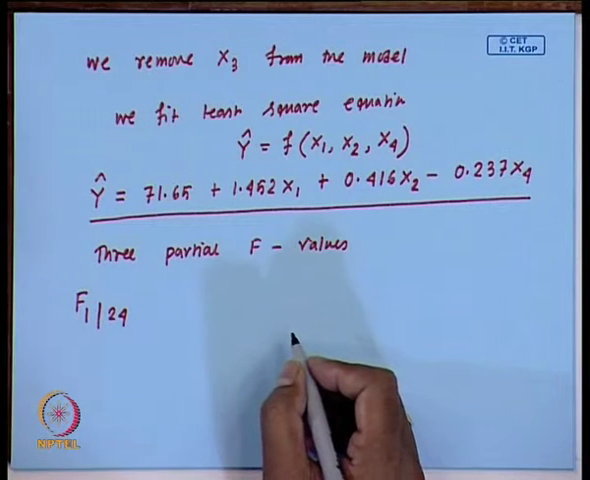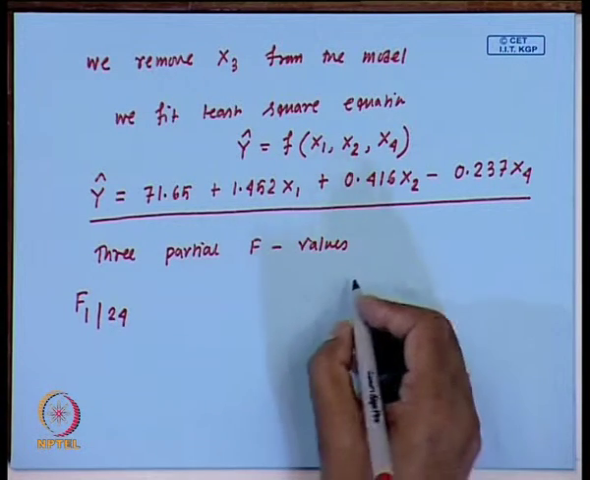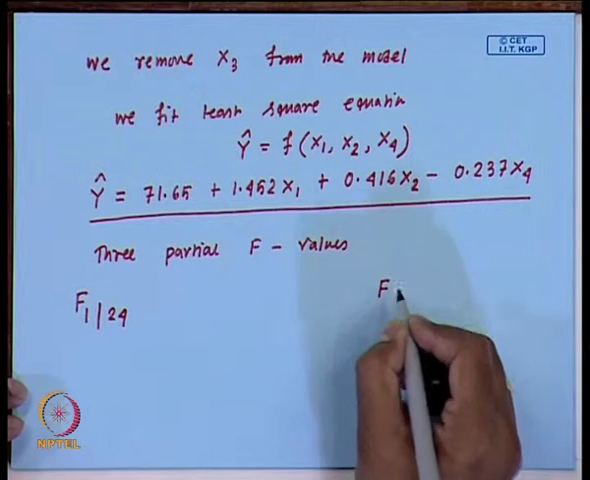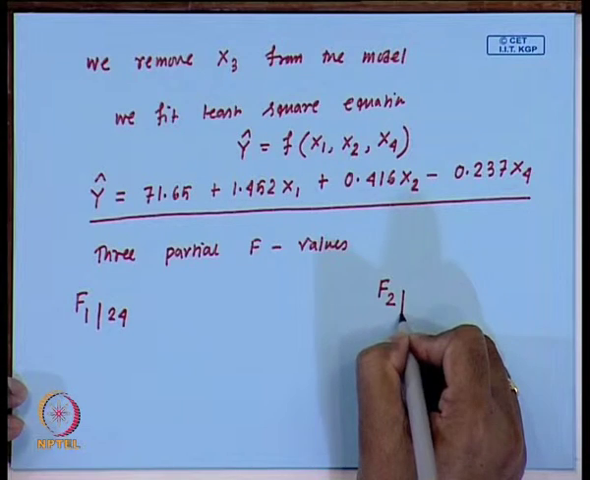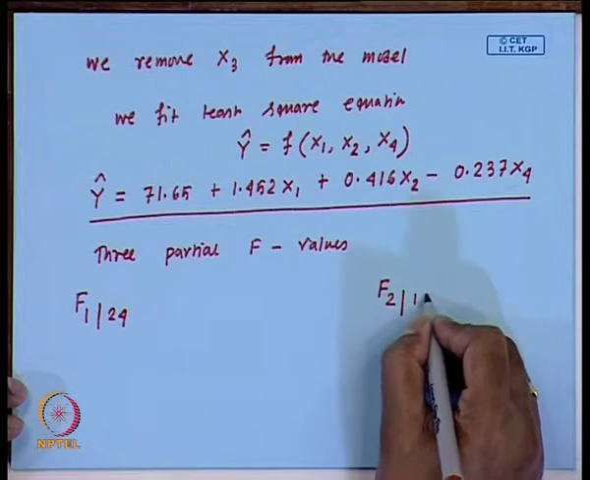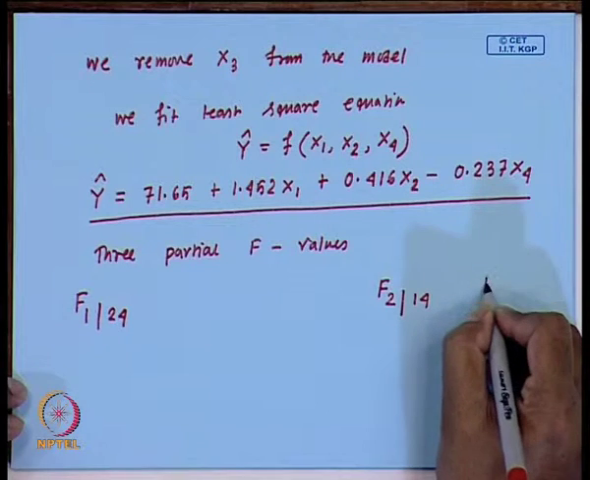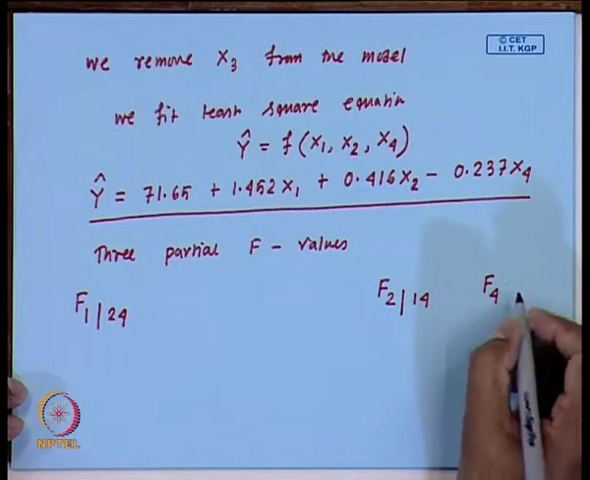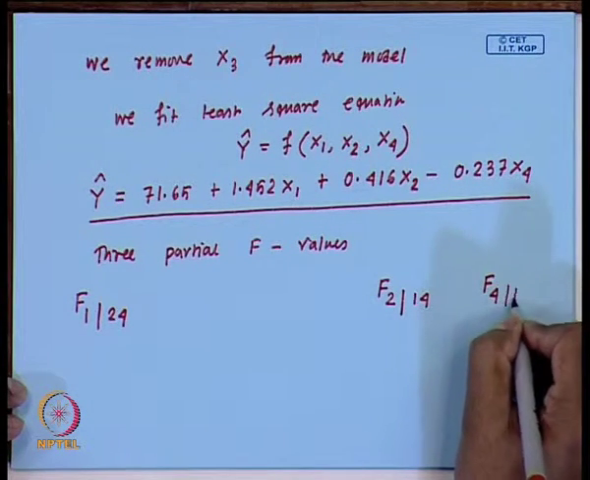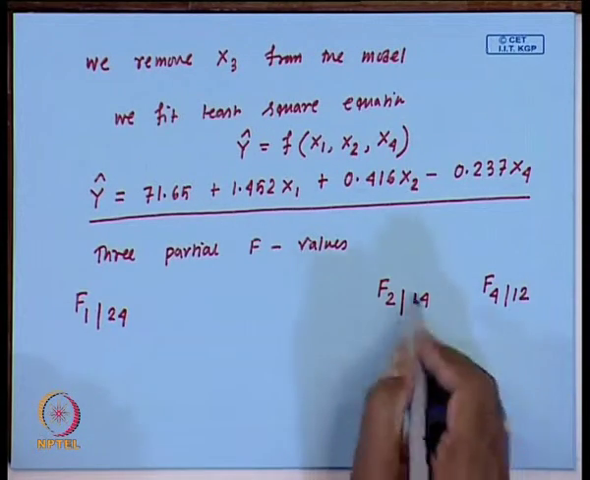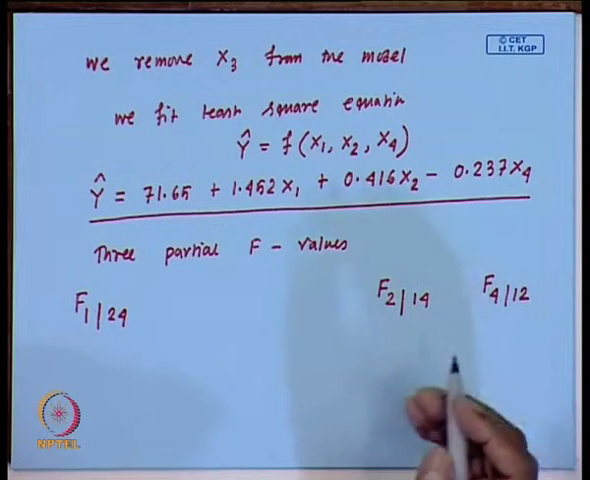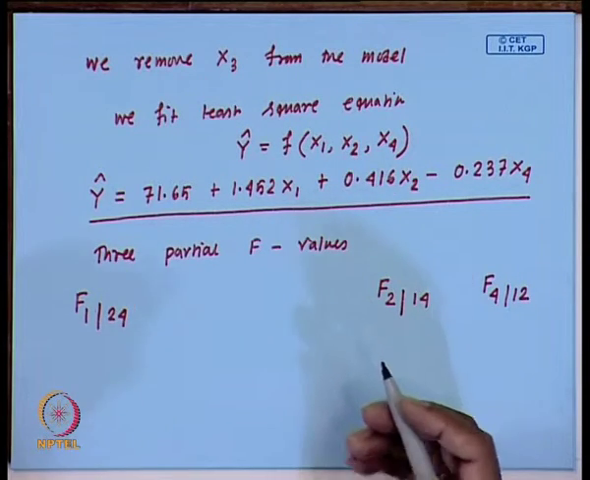right. We also compute f 2 in the presence of 1 4 and f 4 in the presence of 1 2, and we look for the smallest partial f value, and if that is again less than the f out, then we remove that regressor from the model. So, we will keep on doing that.